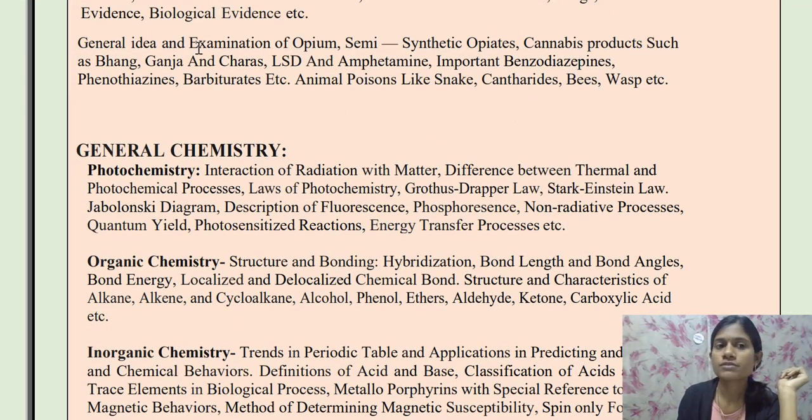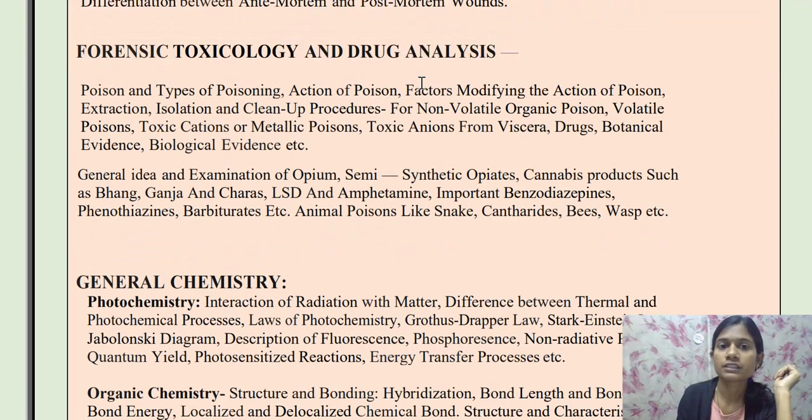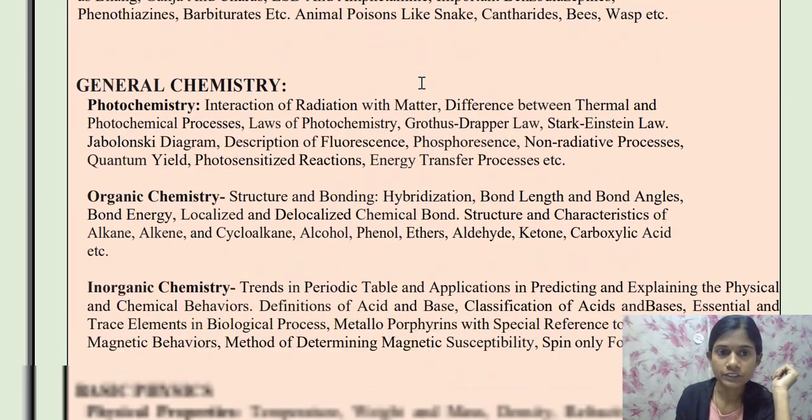So in the cannabis we will get different drugs like bhang, ganja and charas, LSD and amphetamine, important benzodiazepines, next phenothiazines, barbiturates, etc. And also animal poisons like snake venom, cantharides, bees, wasps. So these all come under the different types of poisons within toxicology and drug analysis.